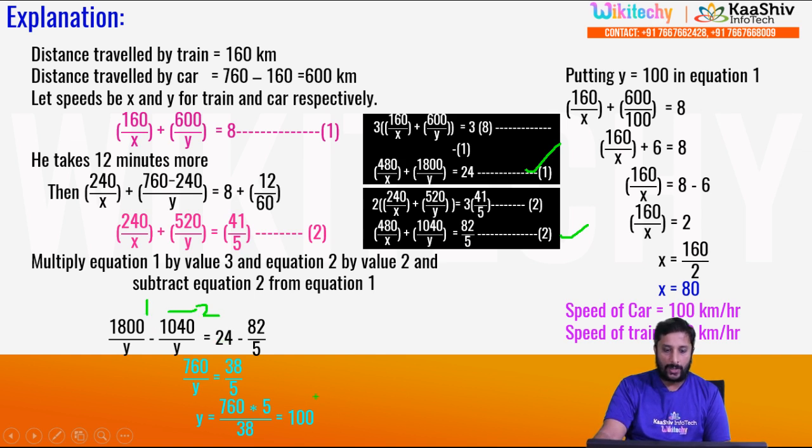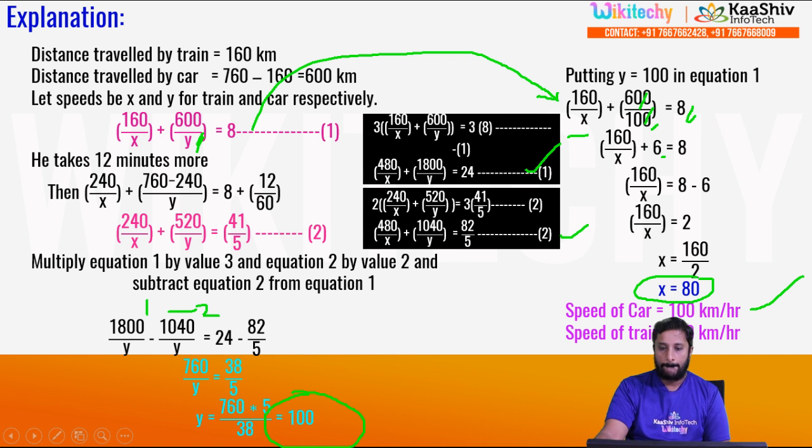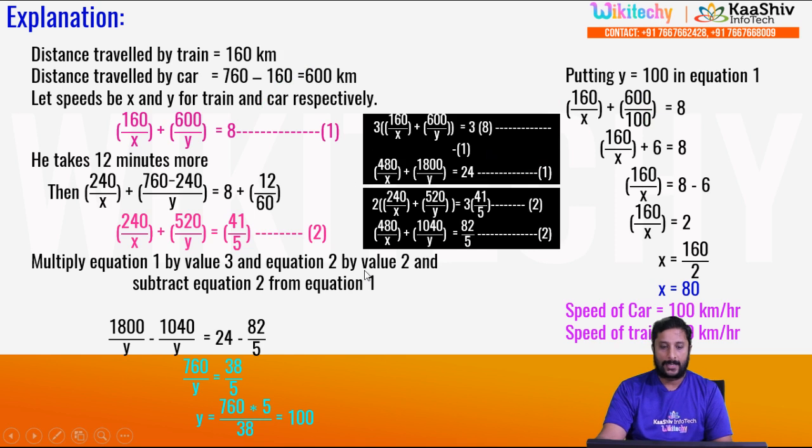Solving this one, I got y is equal to 100. So the speed of the car is 100. Putting y is equal to 100 in this equation, I want to calculate x. Solving this one, you got 160 divided by x plus 6, and solving this you got the answer as 20. The speed of the car is 100 and the speed of the train is 80 km per hour. So that's the answer.